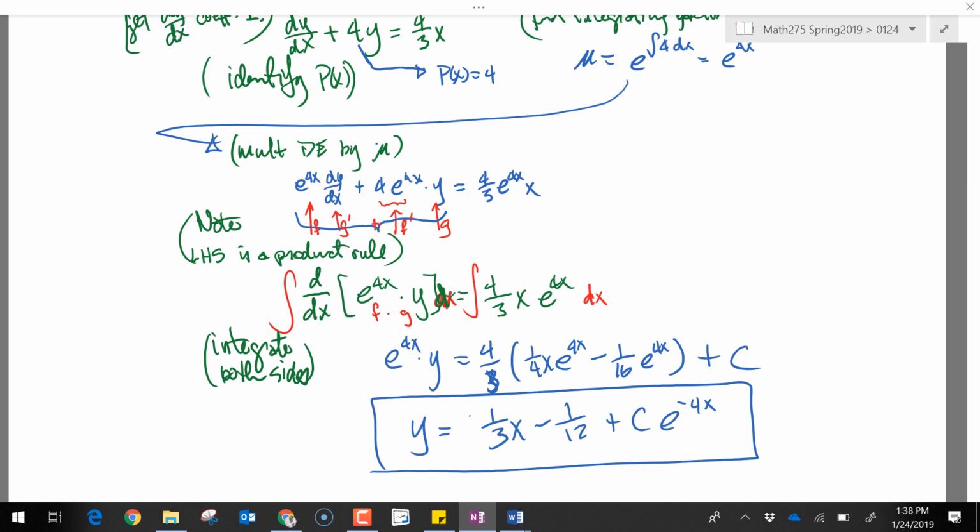Okay. So this is your solution. What kind of a solution is this? It's a general solution because there's a C. We haven't solved for that. We don't have an initial condition, so we can't solve for that, and so we're done. Any questions?